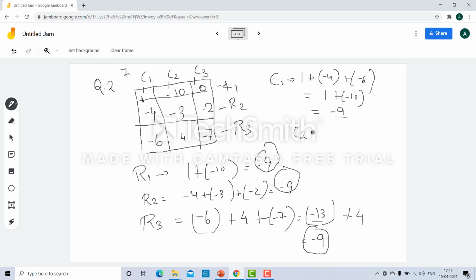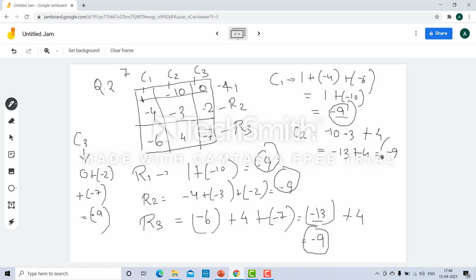Then for C2, what will we get, children? It is -10 -3 plus 4, so it will be -13 plus 4, which is -9 once again. Now for column number 3, children, what are the numbers we have? We have the numbers 0 plus -2 plus -7, so again we are getting -9. So all 3 rows and all 3 columns are giving us -9 over here.